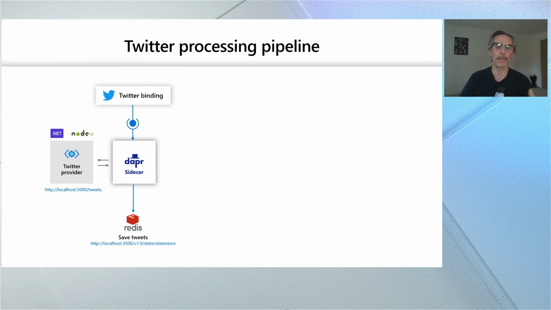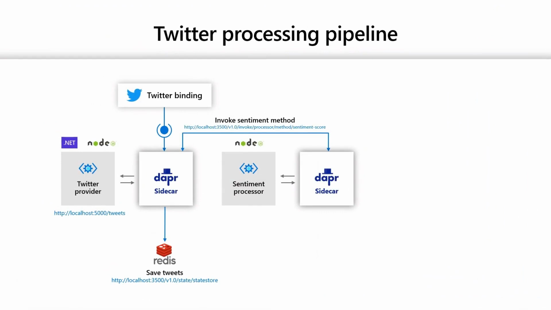Let's go back to our Twitter application and let's extend it a little bit further. We're going to do two things. First, we're going to add a second service called the Sentiment Processor service. Now, this service calls out onto Azure Cognitive Services, and I called it directly from my Twitter provider service using the Dapr building block, and I call onto the Sentiment Score service on the Sentiment Processor.